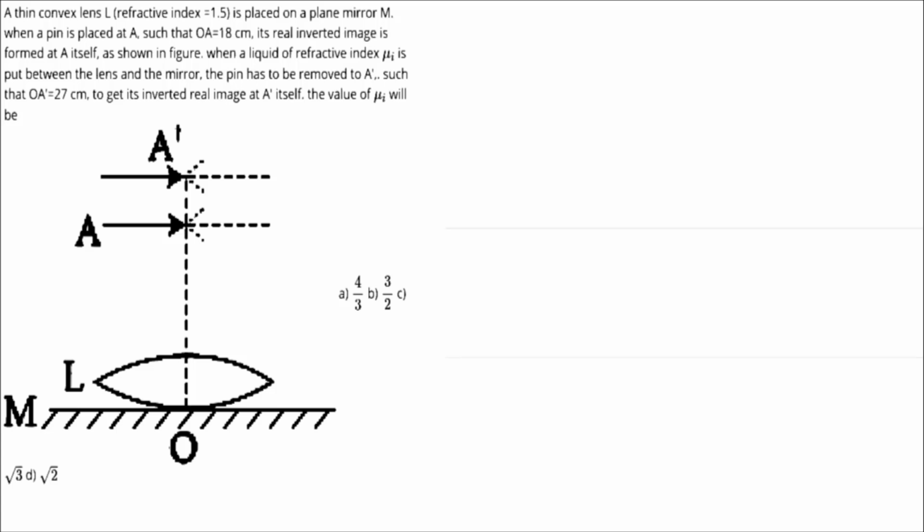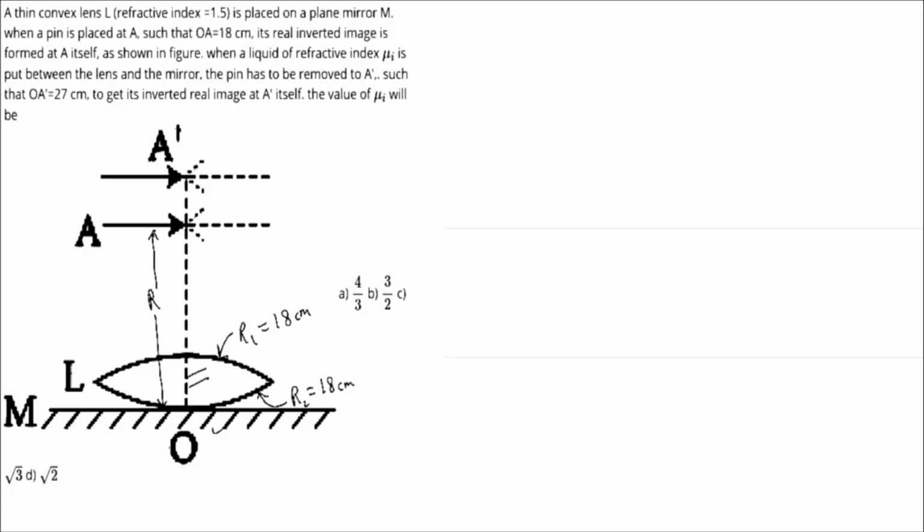So for solving this problem, we need to see that when the lens and a mirror are in combination and the object is placed in front of it, then in that situation this length is R. This is a thin lens, so this R1 and R2 will not change and it will be 18 centimeter only. So this is the first case situation we have.